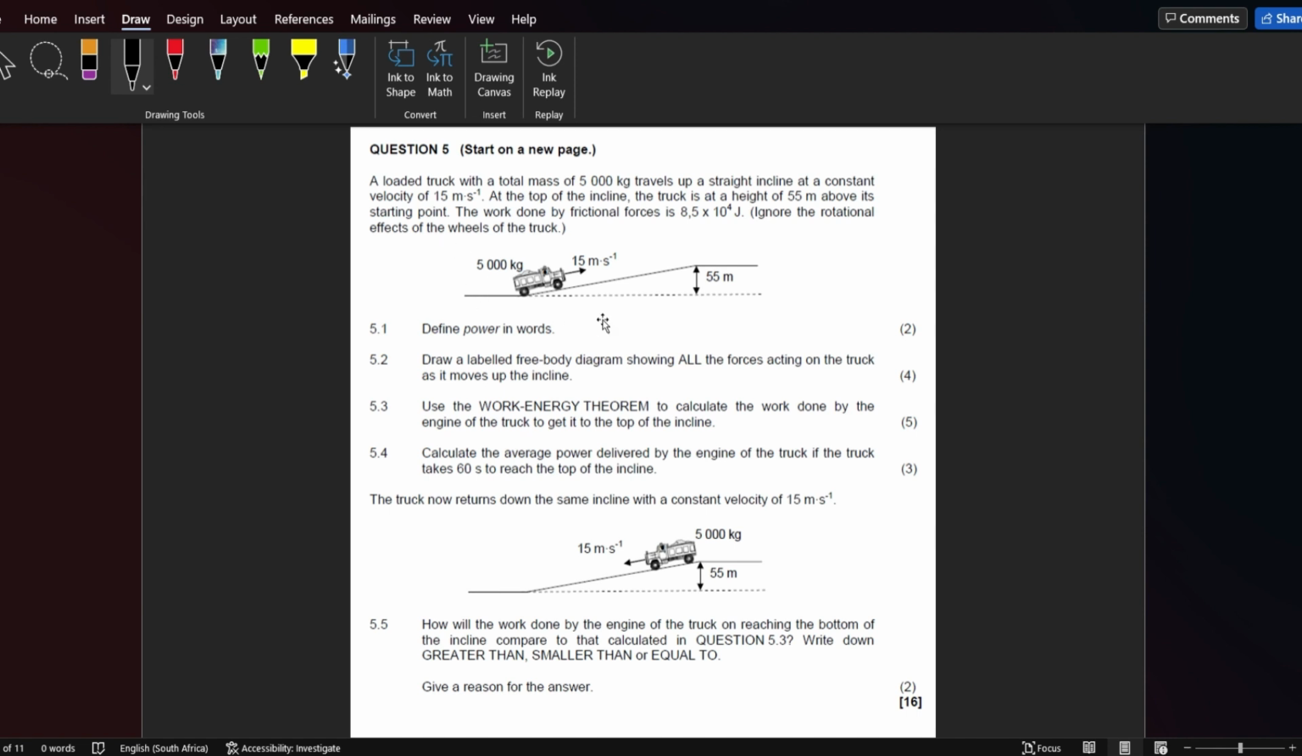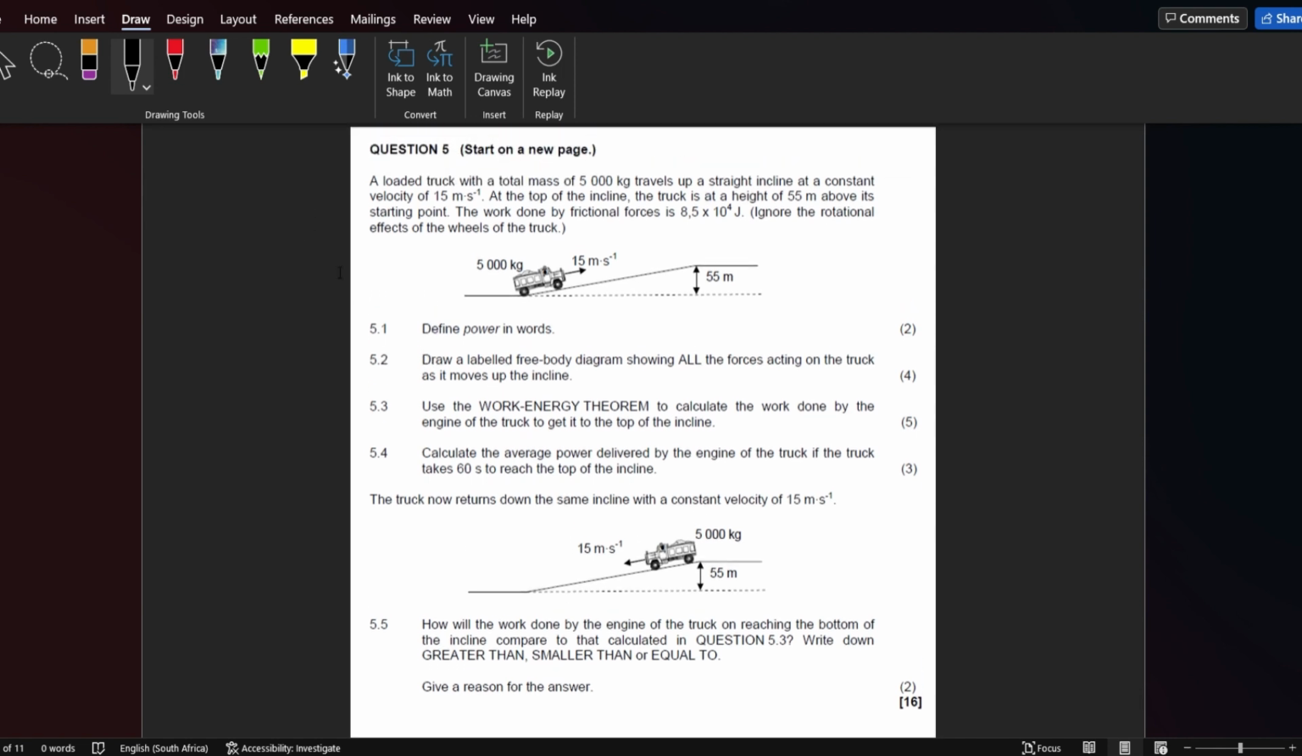They have drawn for us a diagram indicating the truck starting at 0 meters above the ground and its endpoint, which is 55 meters above the ground. There's the mass of the truck and there is the constant velocity at which the truck is moving. So the first question asks us to define power in words, and the definition of power is the rate at which work is done on an object, or the rate of energy transfer per unit time.